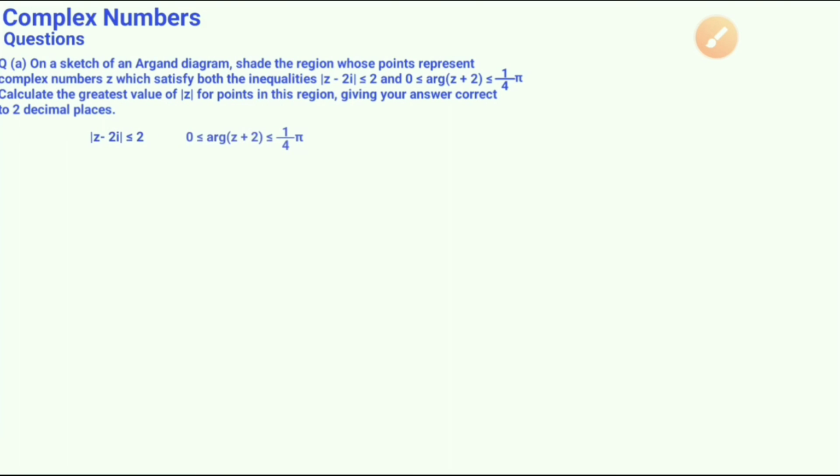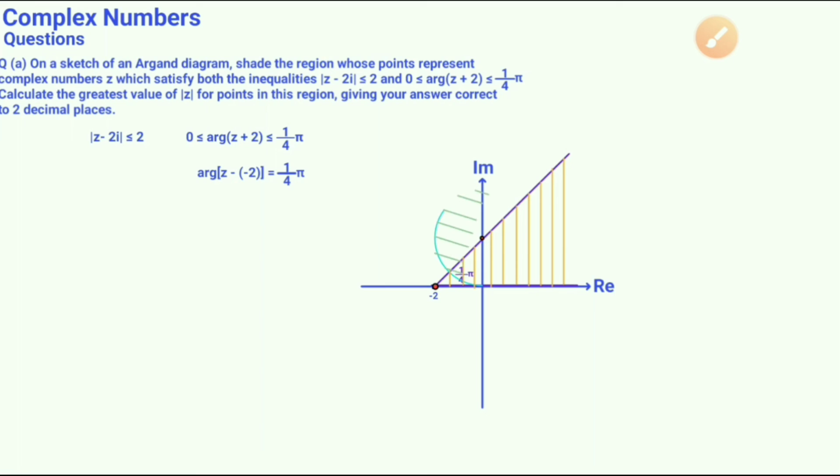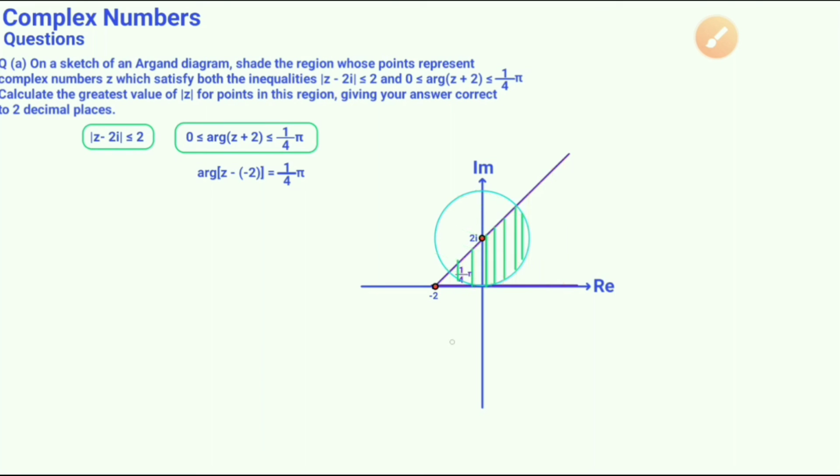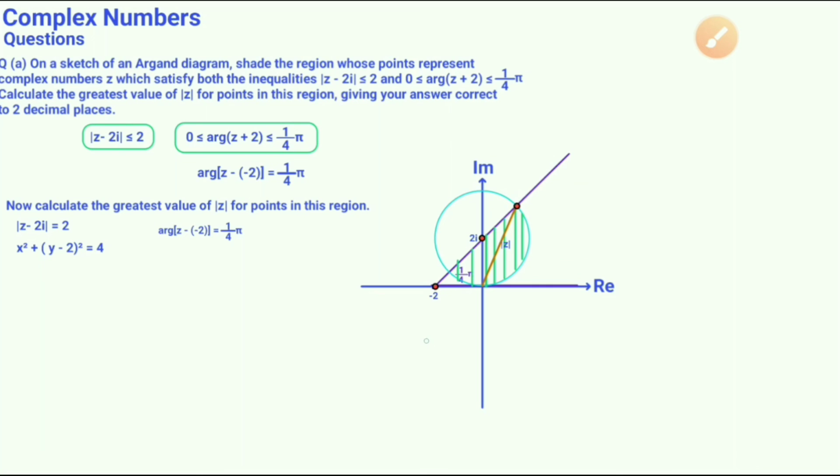Now calculate the greatest value of this for a point in the region, giving your answer to decimal places. So let's see what happens. Okay, so we have the equation of a circle and the angle. Drawing the equation of a circle. Okay, so we have this and we have this. There you go. Now calculate the greatest value of z for a point on this region.